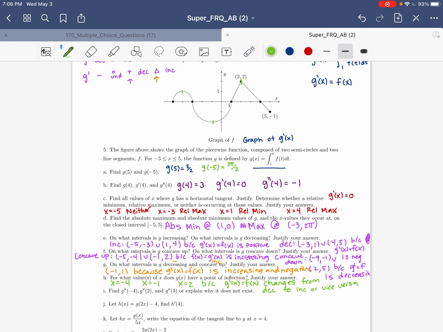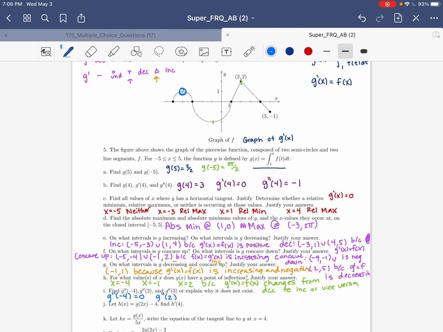Alright, now I need to find g double prime of -4, g double prime of 2, and g double prime of 3. And essentially what that means is that we just have to find the slope at each of those points. So my slope at -4, I just count over, it's right here. The slope at that point is 0. So g double prime of -4 equals 0.